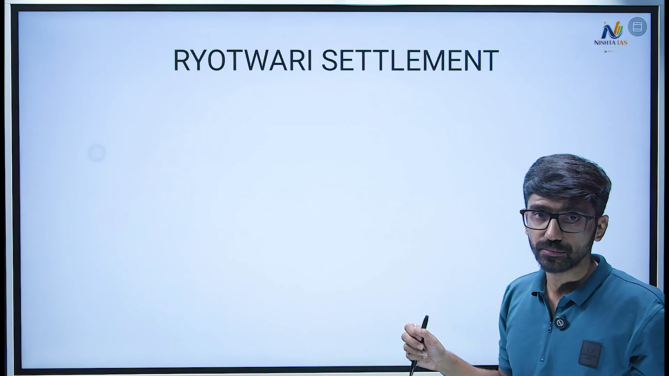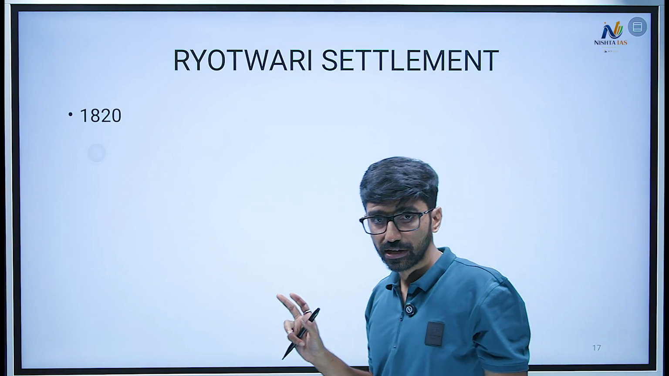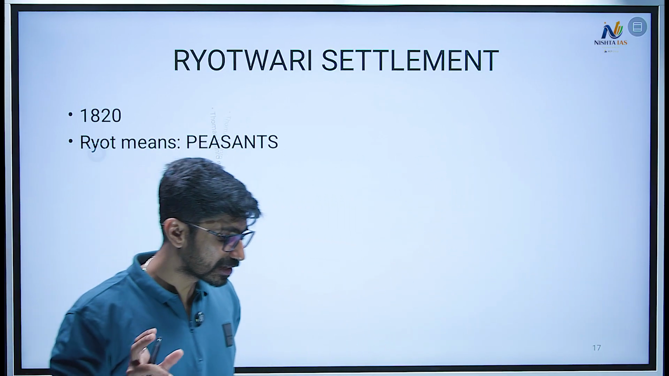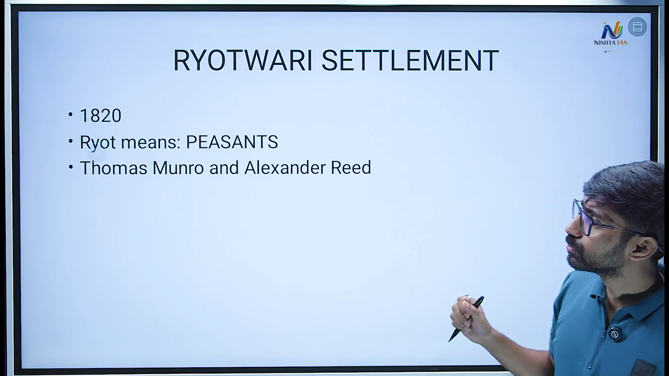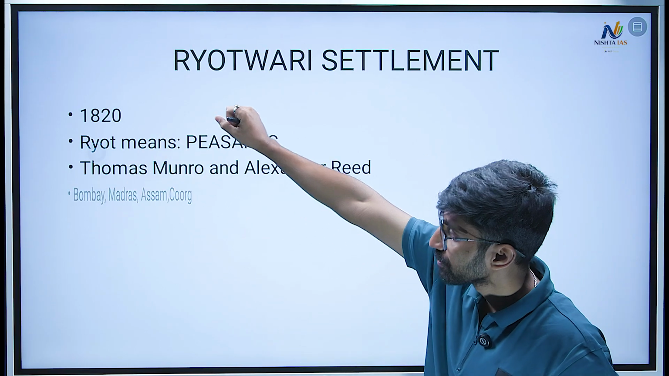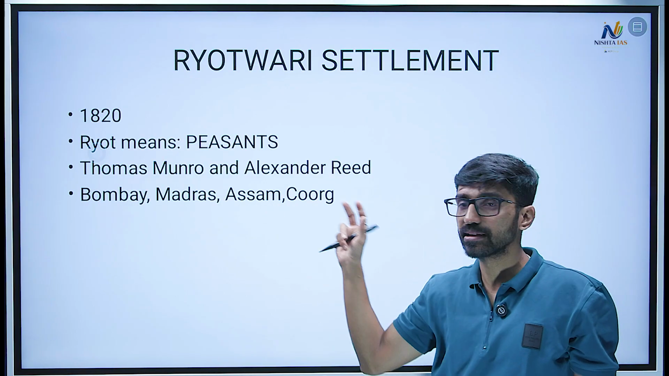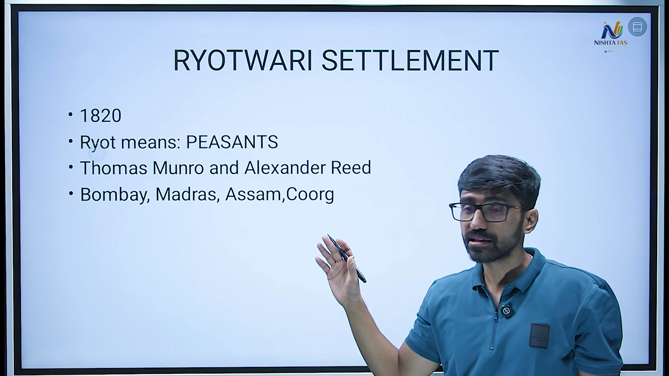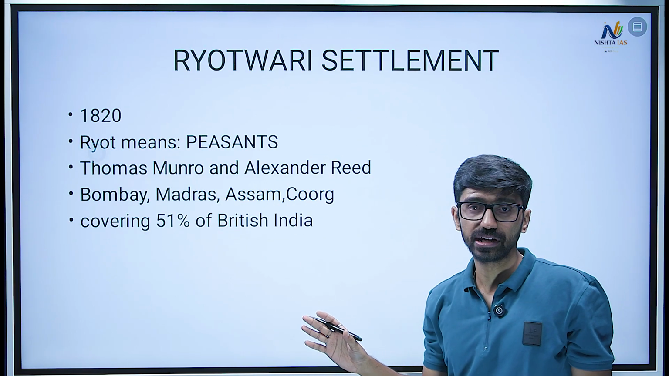Now come to the Ryotwari system. Ryot means peasants, very simple. It was introduced in 1820 by Alexander Reed and Thomas Munro. These are the two people that we saw in that particular question also. It was introduced in Bombay, Madras, Assam and Coorg. Coorg is in Karnataka.